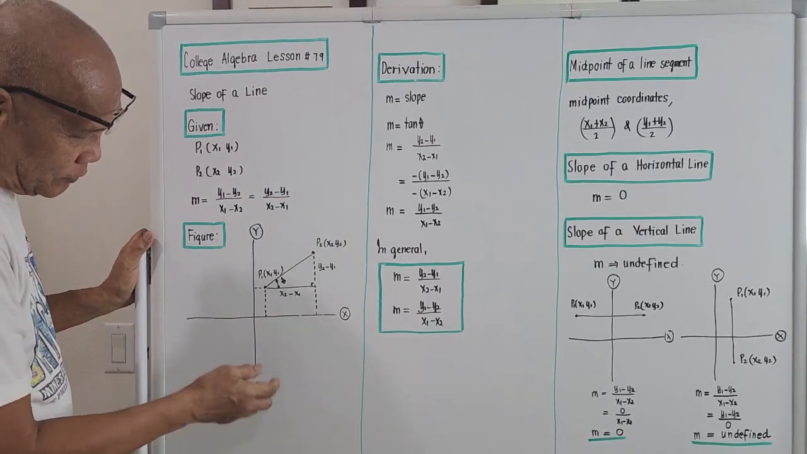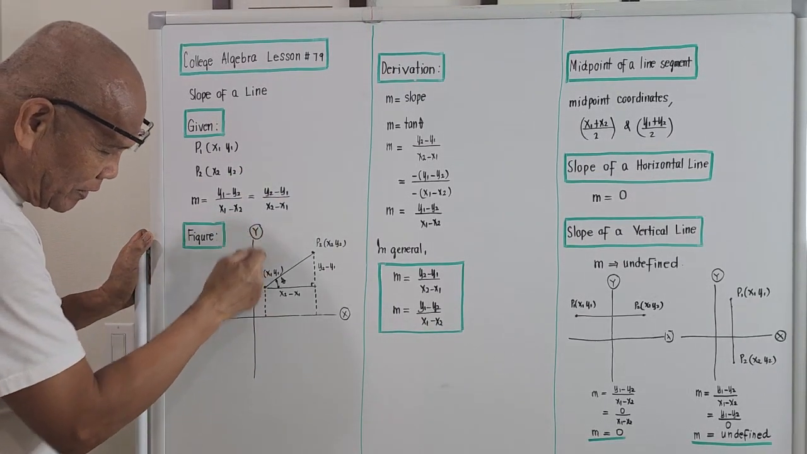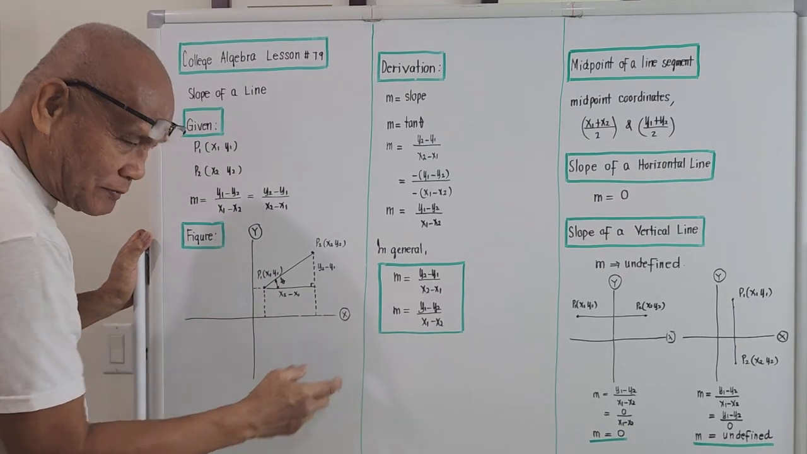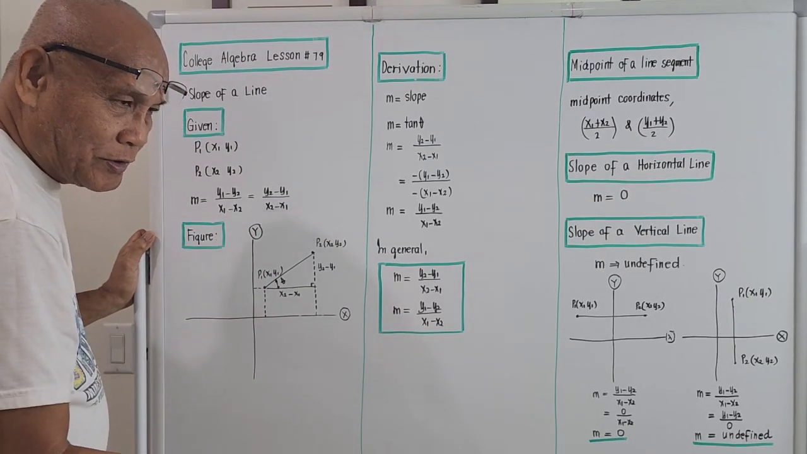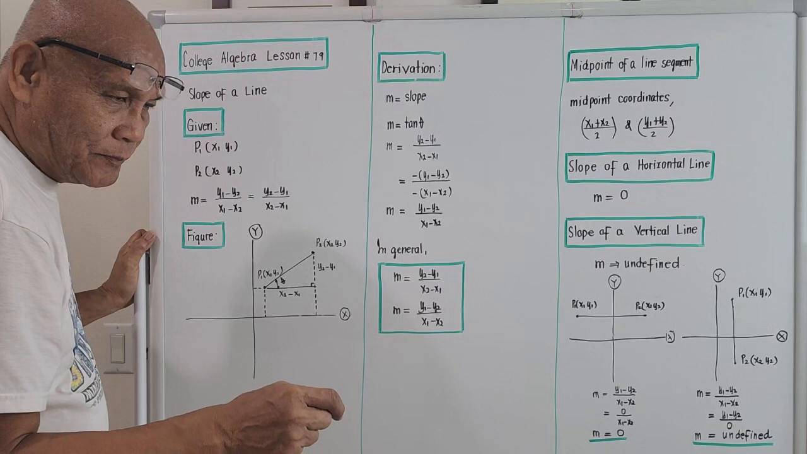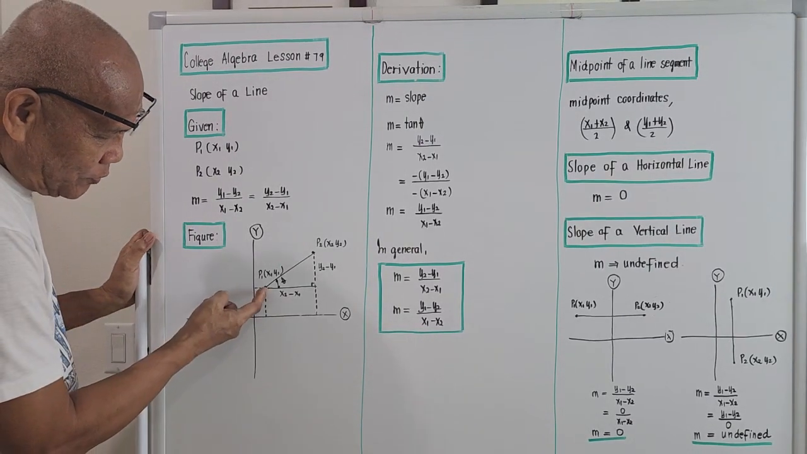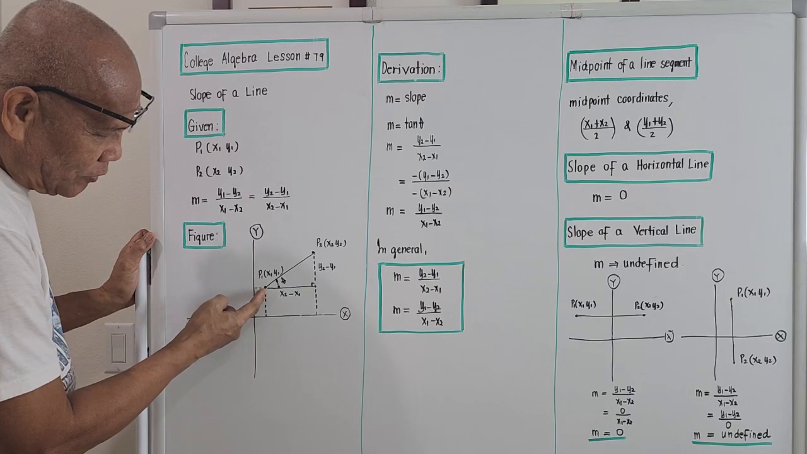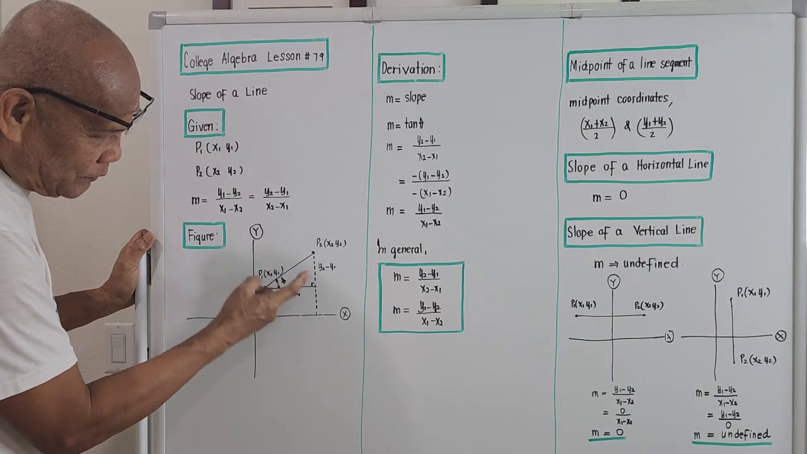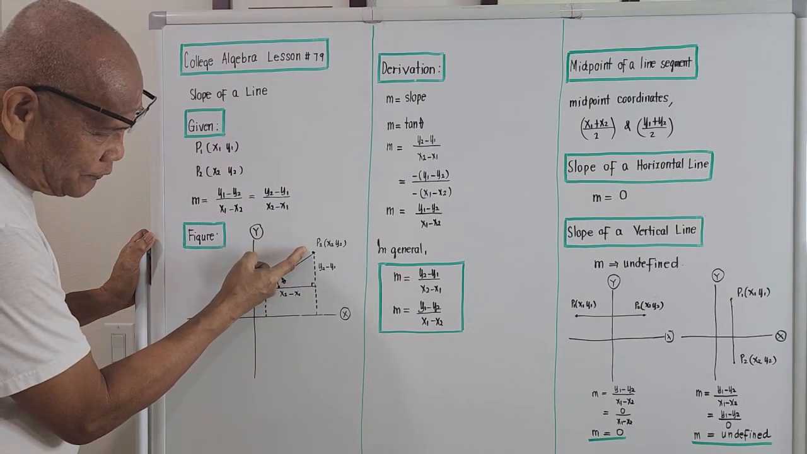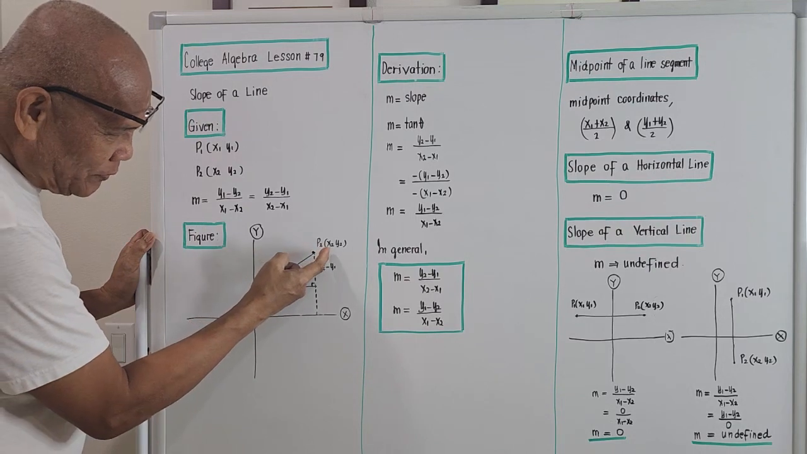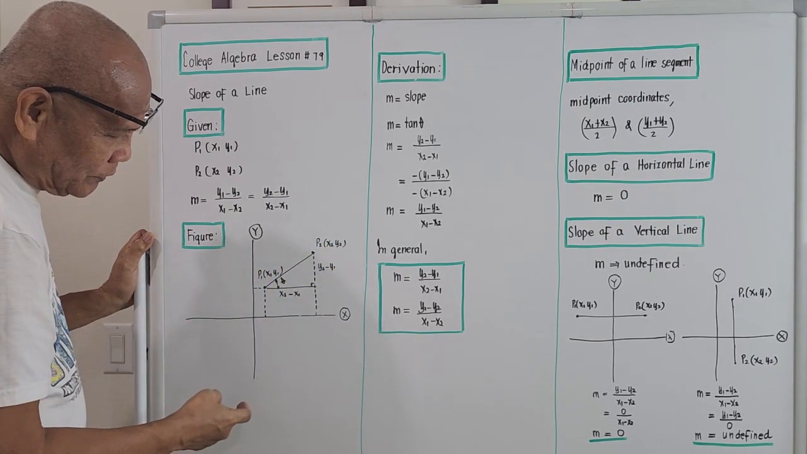If we try to bring out the figure, this should be the y-axis, x-axis, rectangular coordinate system, or the so-called Cartesian coordinate system, right? This is point number 1. The coordinates will be x1, y1. This is point number 2. The coordinates will be x sub 2, y sub 2.